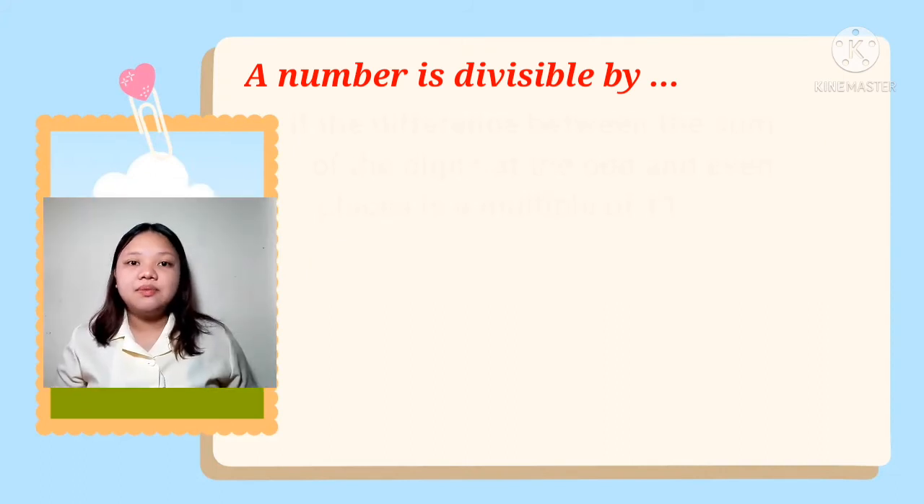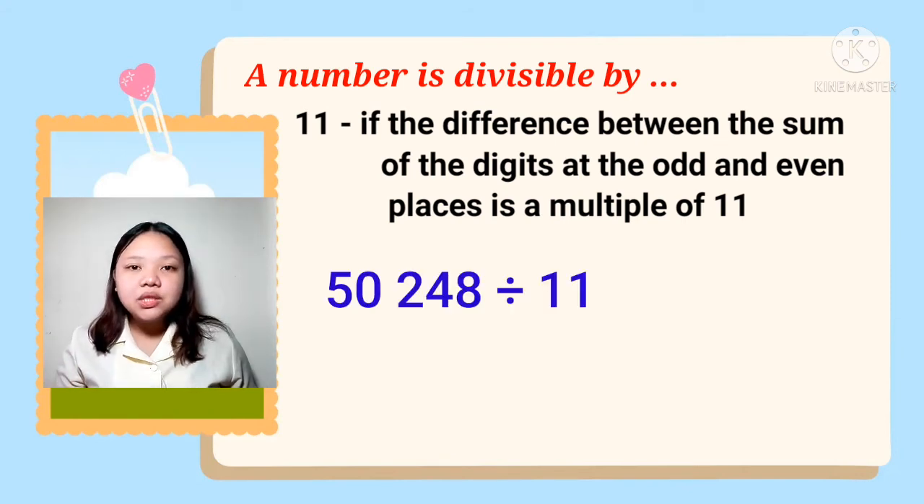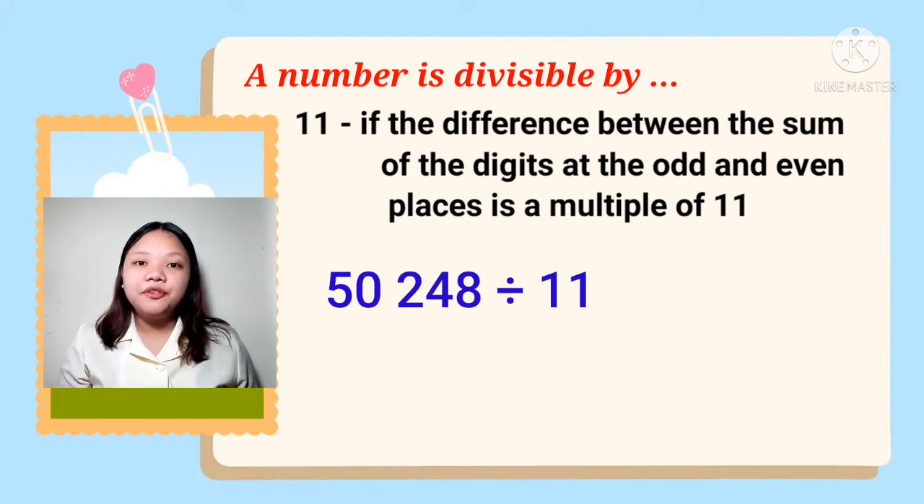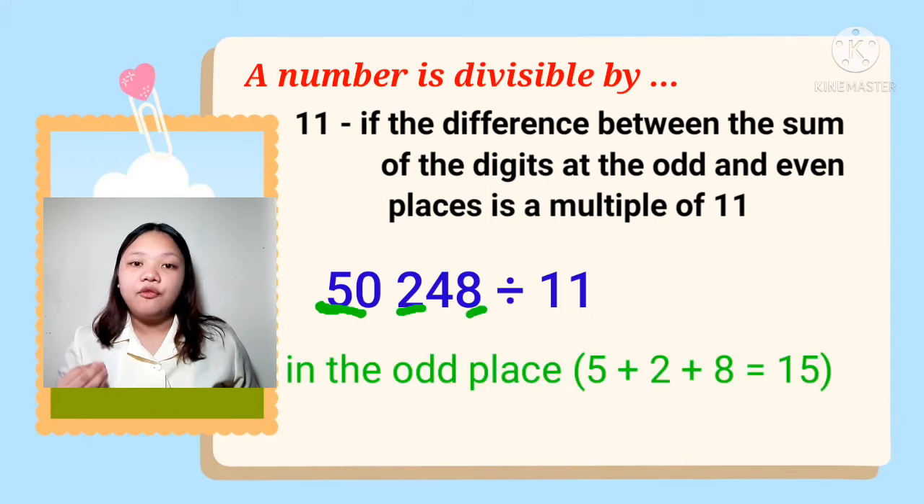A number is divisible by 11 if the difference of the sums of the digits of the even and odd places is a multiple of 11. So for example, 50,248 divided by 11. So the first step is to identify the odd and even places. From the number 50,248, the odd places are 5, 2, and 8. And when we add them, we will get a sum of 15.